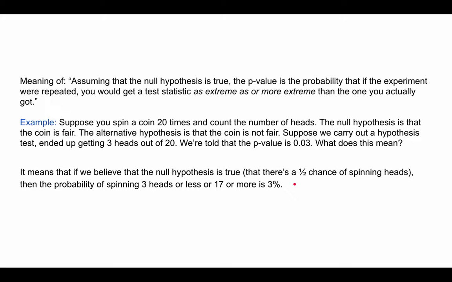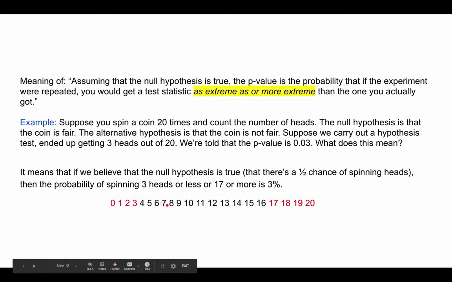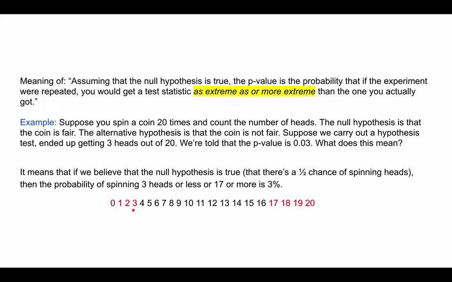Why would those numbers give you something as extreme or more extreme? Well, let's look at all the things that could happen if you spin the coin 20 times. We could get 0 heads, 1 head, 2 heads, 3 heads, 4, 5, 6, 7, 8, all the way up to 20. Now, if we got 7 heads out of 20, that would not be as extreme of a result as 3 heads out of 20. Now, 3 out of 20, we can think like if the coin were fair, that's super unlikely, right? 3 out of 20 is not that many heads. We would expect to get more like 10. So 7, that's not as extreme as getting 3. 6 is not as extreme as getting 3. Neither is 14. But getting 3, that's as extreme as getting 3.